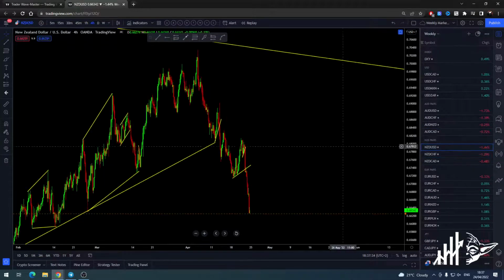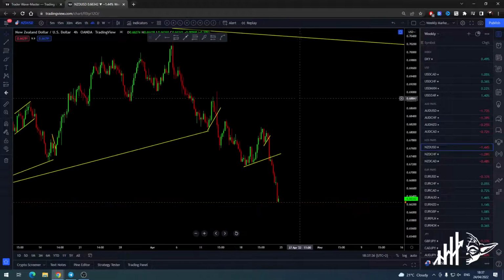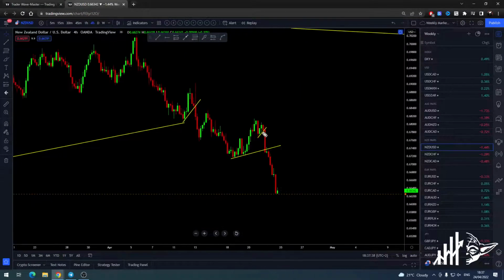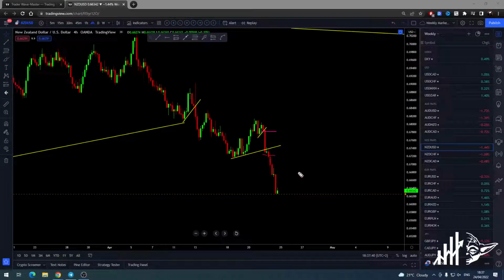New Zealand USD, here it is. We've been selling this a lot. First sell was there, second sell was there, and I think we took the third one. I'm not so sure, but I think we took it. My traders took it.